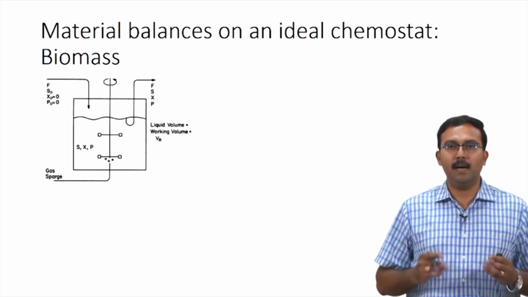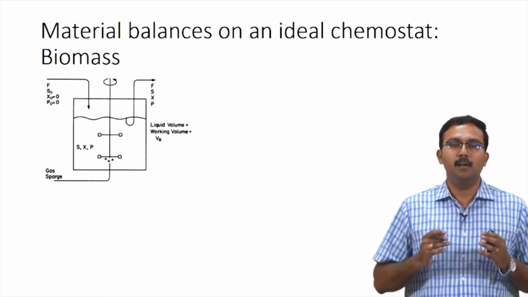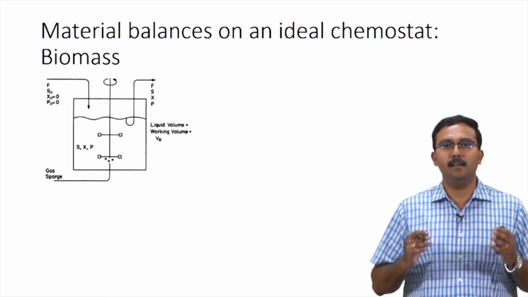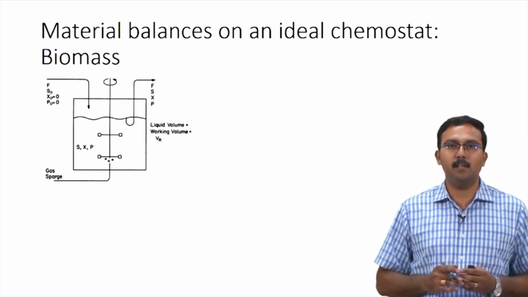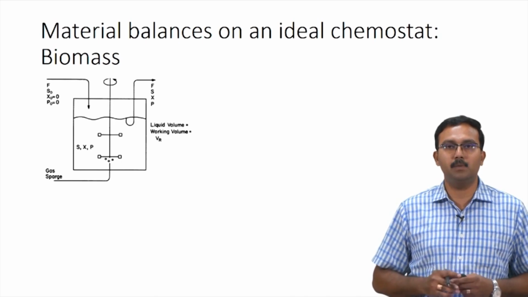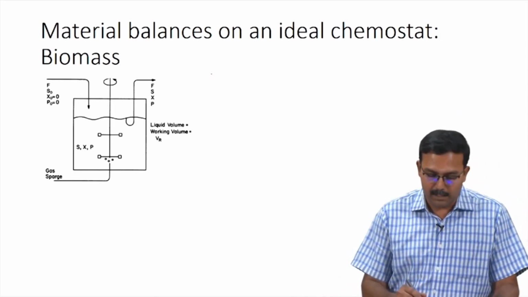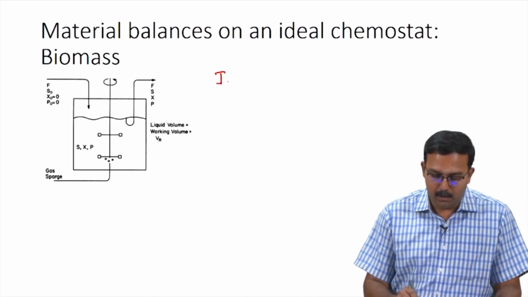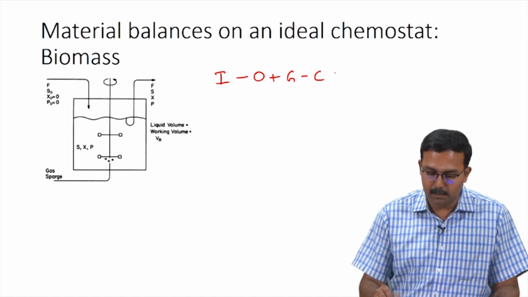The first balance we are going to write is for biomass. Let us assume unsteady state and non-sterile feed for the time being, and then we will cancel out terms based on the assumptions which we make. So, let us start with the balance equation. Just like any material balance equation, it starts with input minus output plus generation minus consumption equals accumulation.